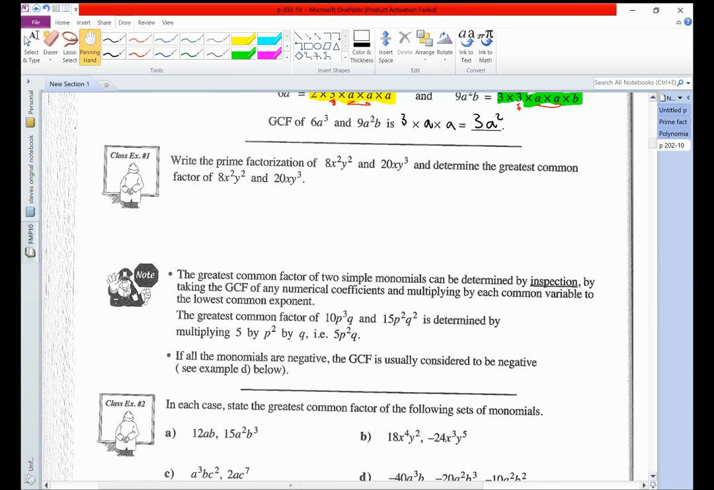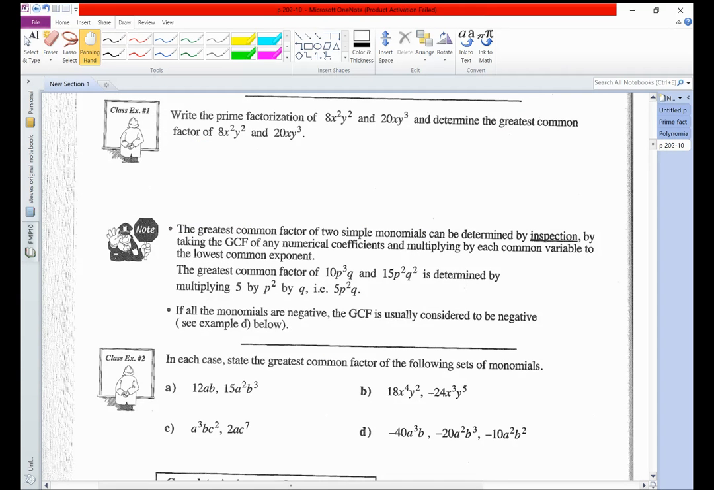Let's try a quick example. I'm not going to use the prime factorization here. I'm going to show you another quicker way that hopefully you get used to. So we are looking at 2 terms. We're looking for the greatest common factor of 8x squared y squared and 20xy cubed.